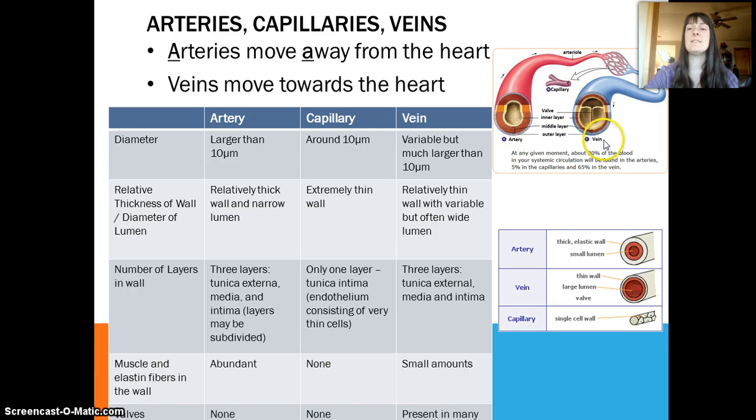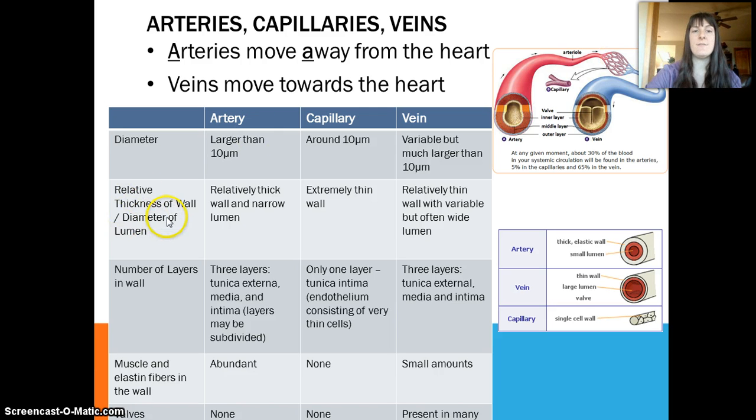If we look at arteries, veins, and capillaries, they have some structural differences that allow them to meet their functions. Always remember, in biology, we have a connection between structure and function. So if we look at a couple of these different things, first, let's look at diameter. We know that arteries and veins are generally going to be larger than 10 micrometers, where capillaries are at 10 micrometers or smaller. So we know that arteries and veins, just by their definition, are larger than capillaries themselves.